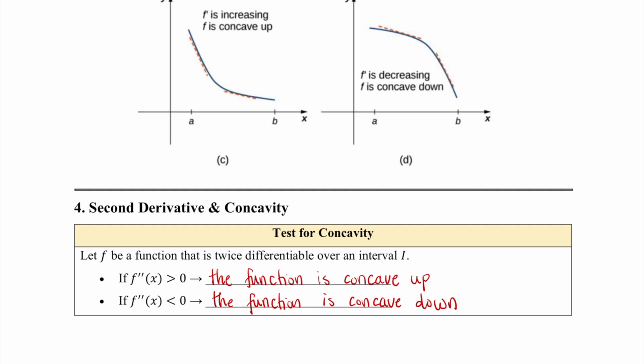Now, let's step back and connect everything we've learned. The first derivative tells us if a function is increasing or decreasing. The second derivative tells us the concavity. Together, they help us understand the full shape of a graph.